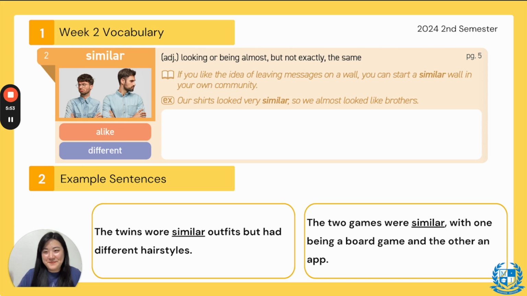Example, let's read together. Our shirts looked very similar, so we almost looked like brothers. Kind of like the guys up top there, but why are they so angry though?